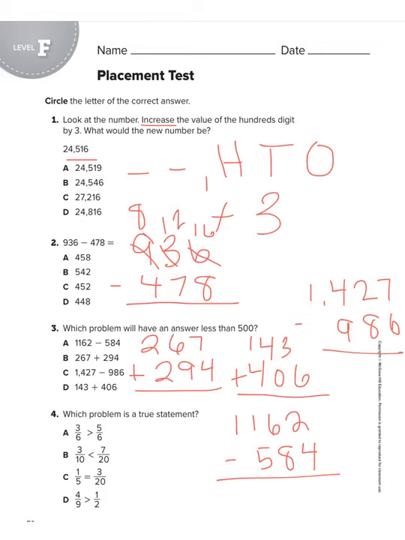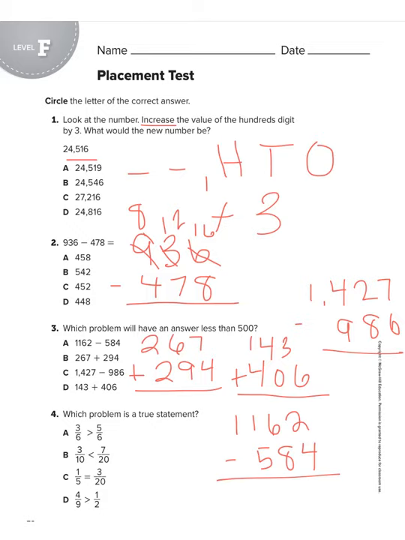Okay. Number 3, which problem will have an answer less than 500? To solve this problem, I'm going to have to solve those 4 problems to see which one would have an answer that is less than 500. If it's greater than 500, that's not going to be your answer. I wrote out my 2 addition problems, and then over here I had some extra room, so I did my subtraction problems.